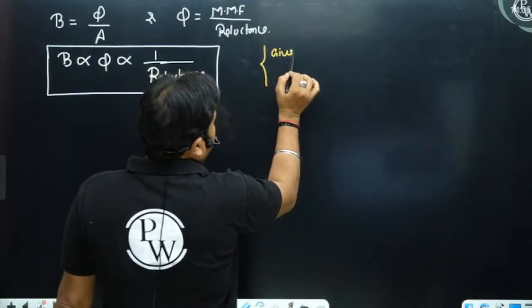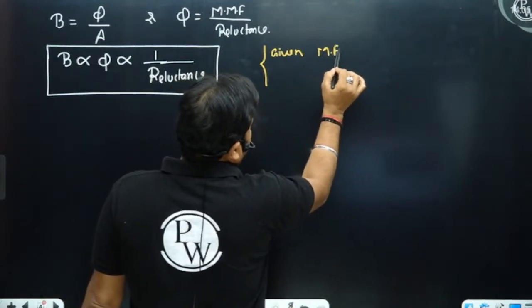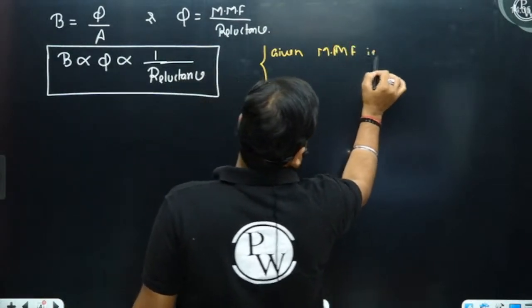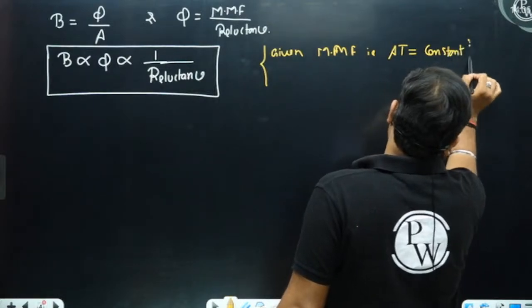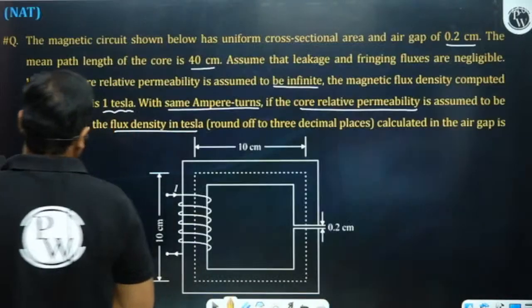Given MMF, that is ampere turn, to be constant. This is already highlighted, that ampere turn is constant. Is it okay?